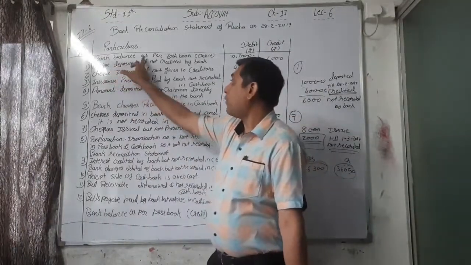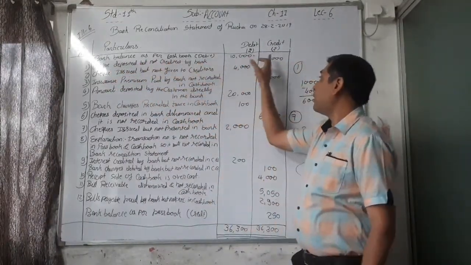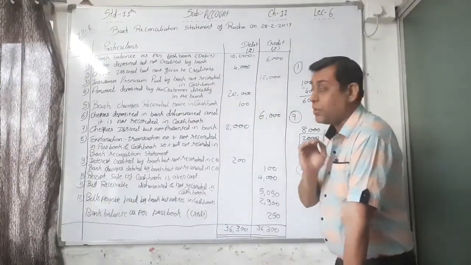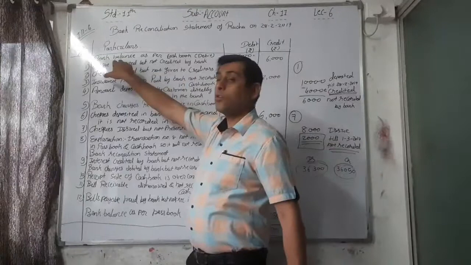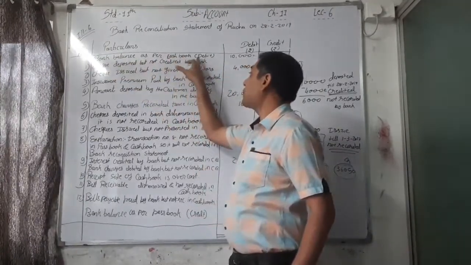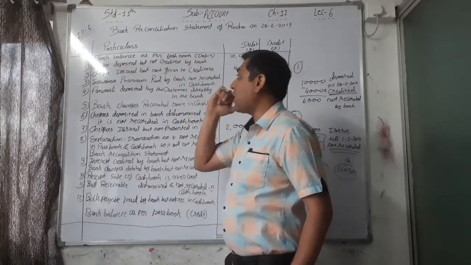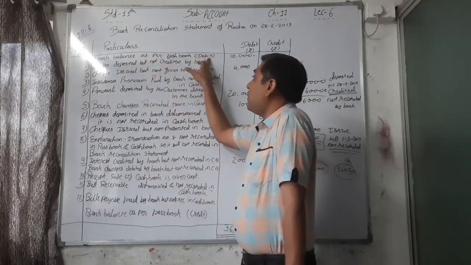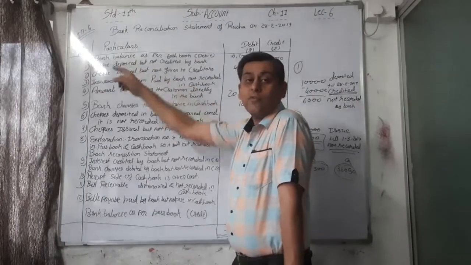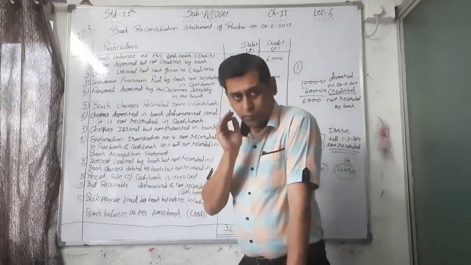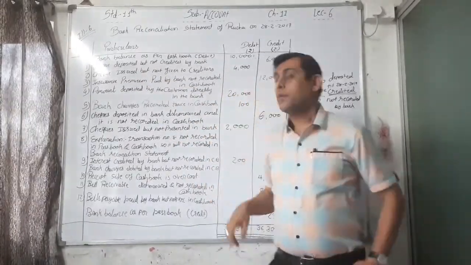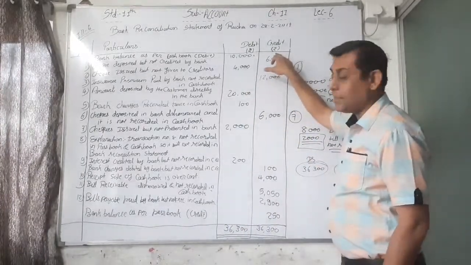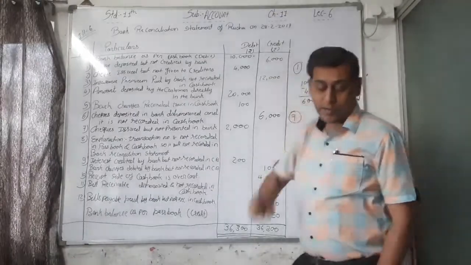Bank overdraft as per cash book, credit. This is the starting point, 12,000. Bank overdraft, not balance, because whenever the cash book shows a debit balance, it is cash at bank balance. But whenever the cash book shows a credit balance, that means it is a bank overdraft. So the starting point of your fifth sum is bank overdraft as per cash book, and credit. That's why it is recorded here.